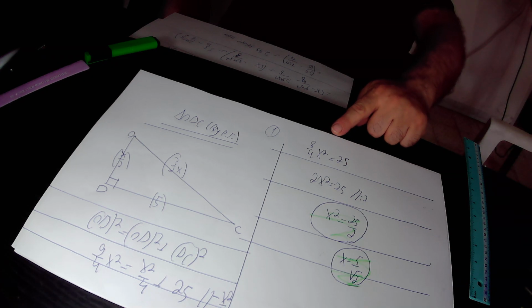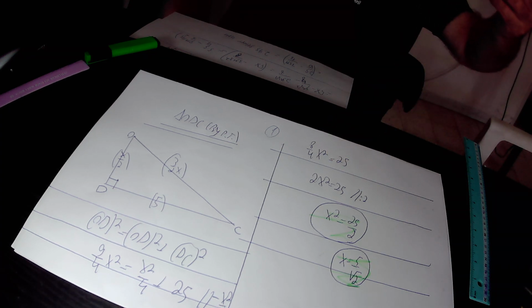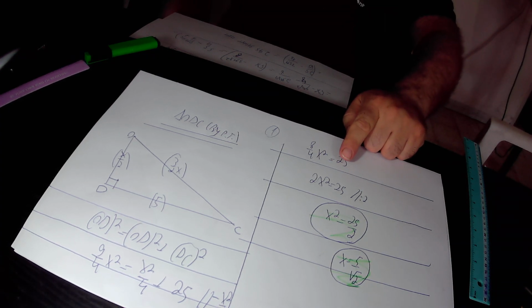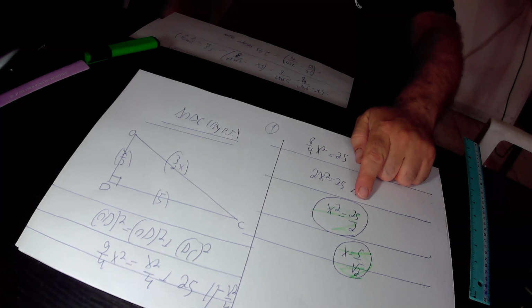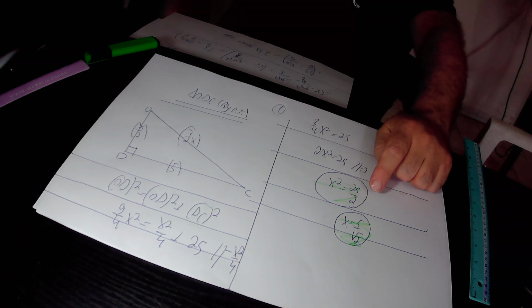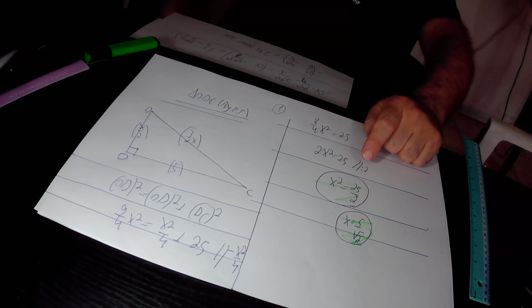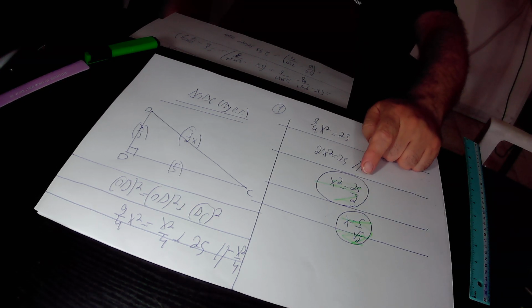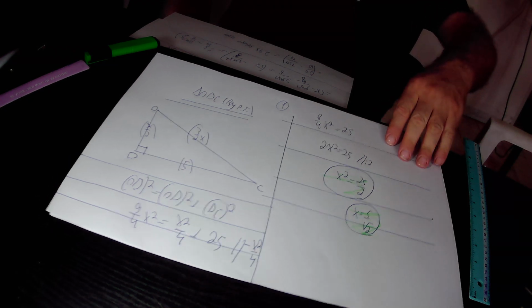So 8 quarters x squared equals 25. 8 over 4 is 2, so in total this expression equals 2x squared, and 2x squared equals 25. Here we divided this equation by 2 and finally found out that x squared equals 25 over 2. Here we took a root of this equation and finally found out that x equals the square root of 25, that is 5, over the square root of 2. So in total we found out that x squared equals 25 over 2, and x equals 5 over the square root of 2 units in its length.